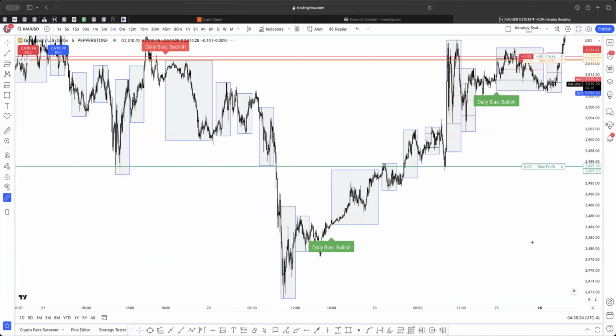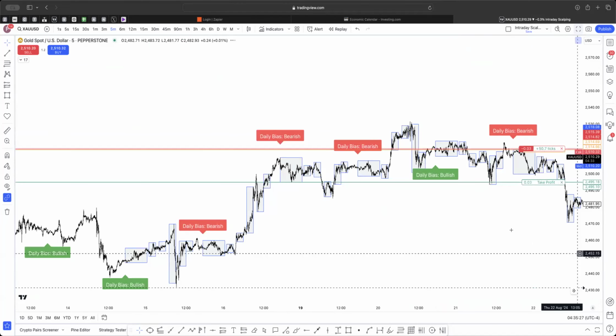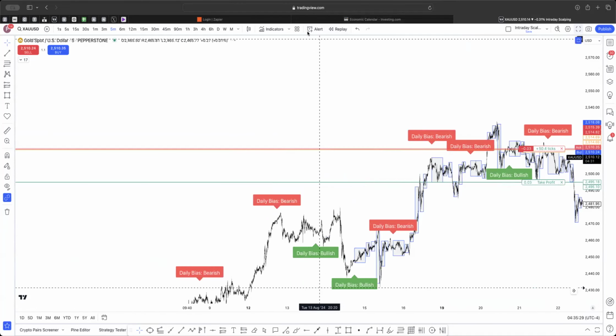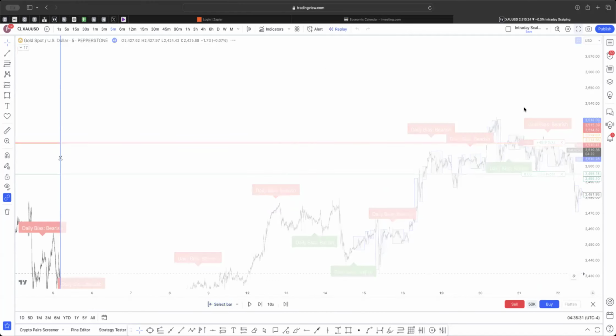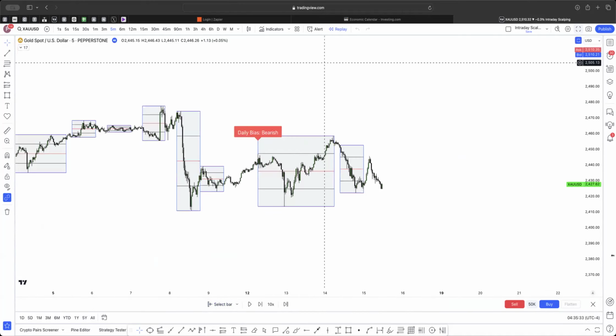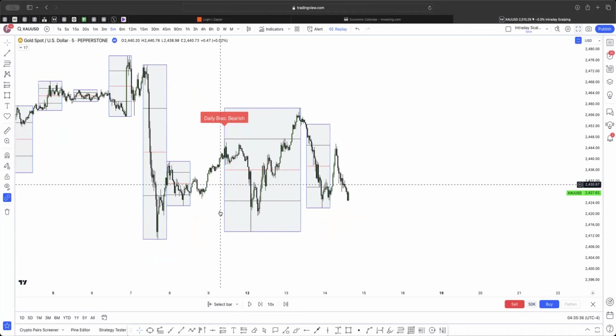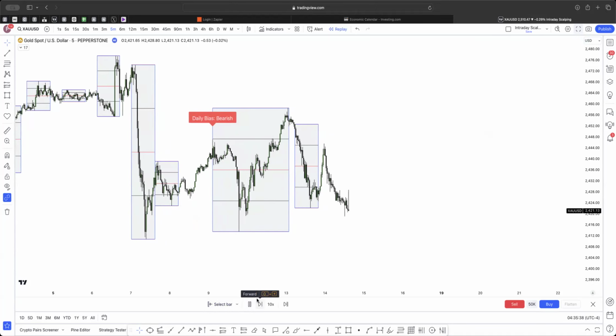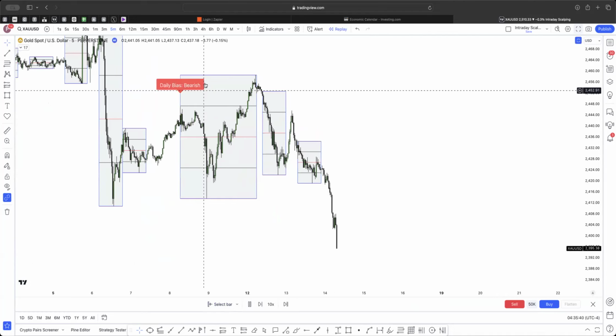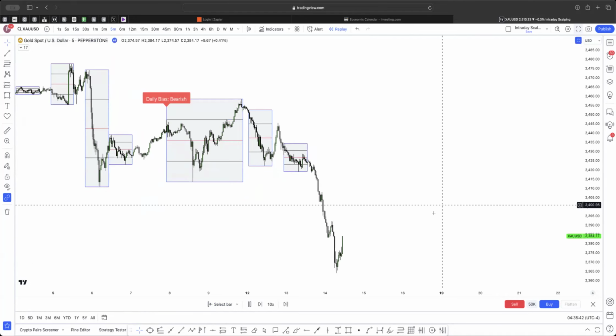Let's make it even better for you. Let's go to a random day. There's something like this, and let's look at this here. Daily bias is bearish. And you can see exactly how beautifully it plays out.